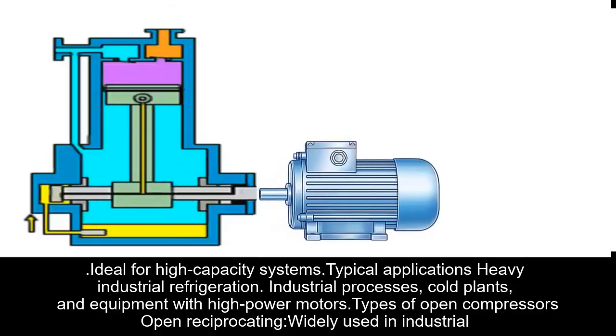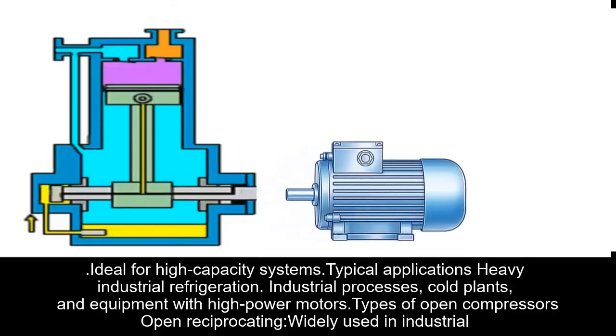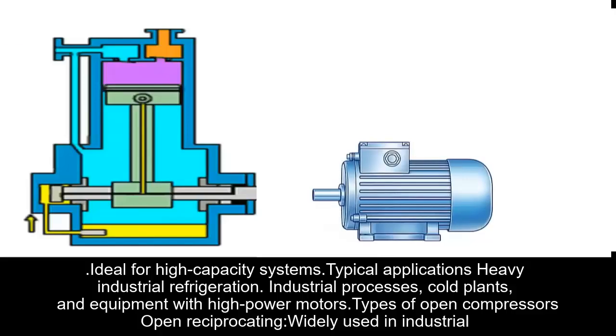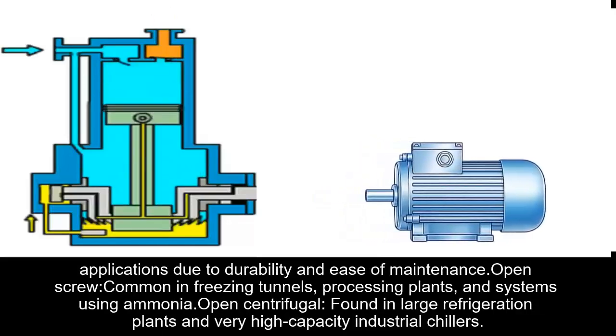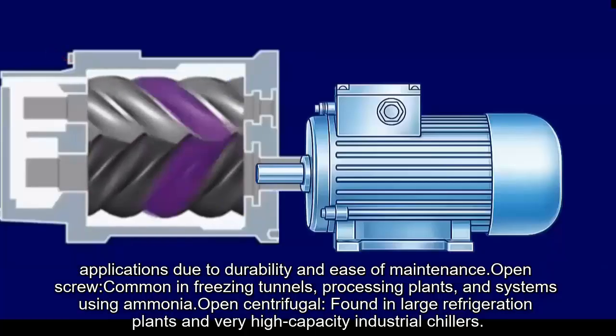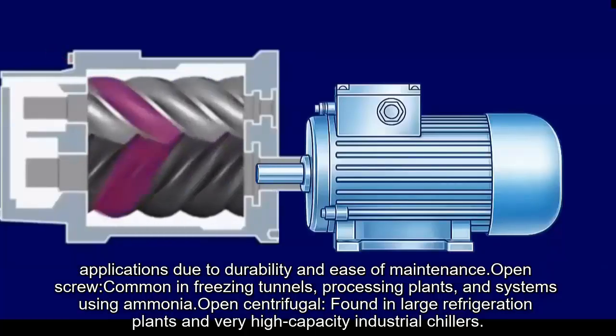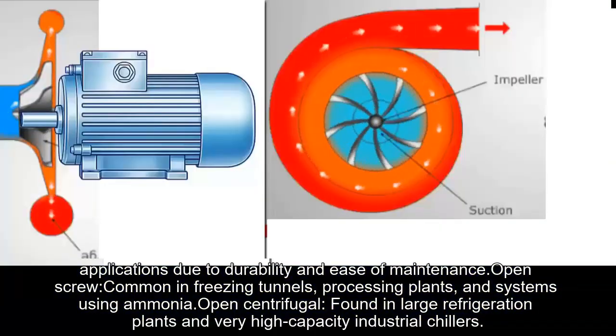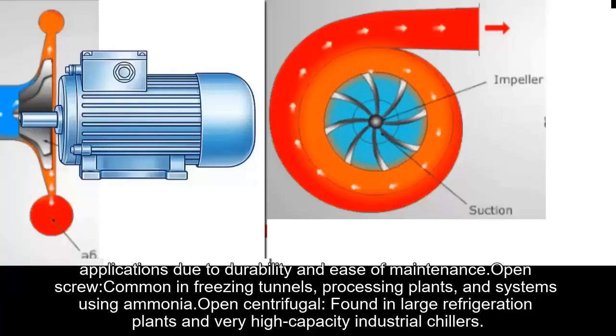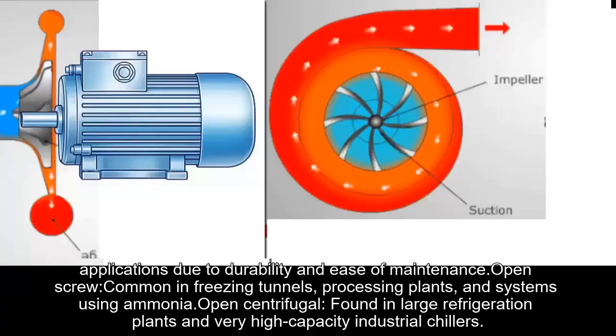Types of open compressors. Open reciprocating. Widely used in industrial applications due to durability and ease of maintenance. Open screw. Common in freezing tunnels, processing plants, and systems using ammonia. Open centrifugal. Found in large refrigeration plants and very high-capacity industrial chillers.